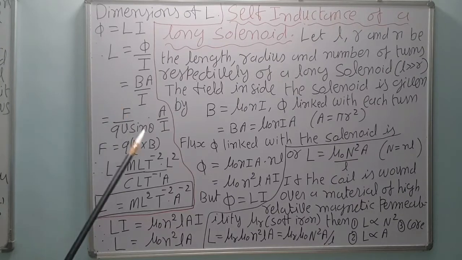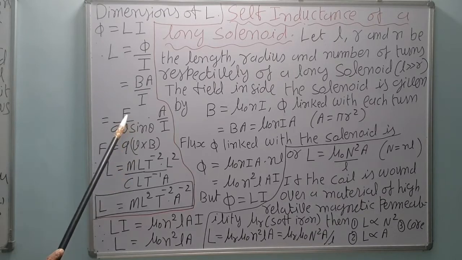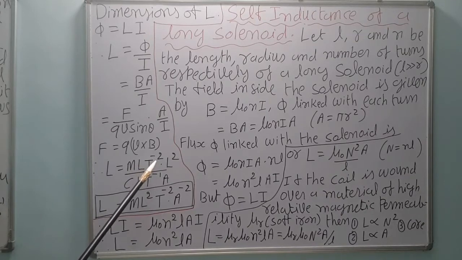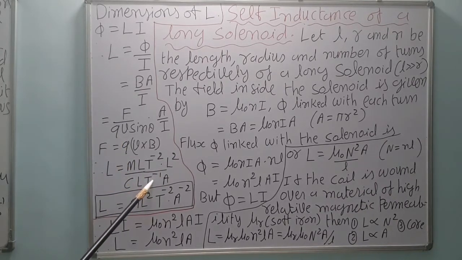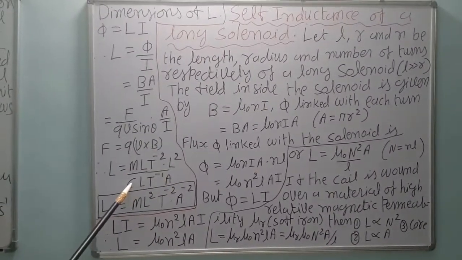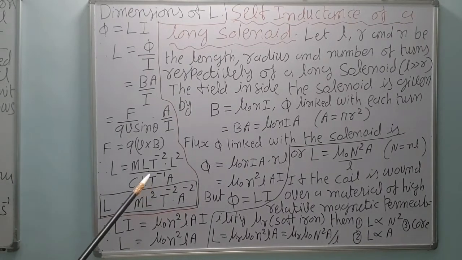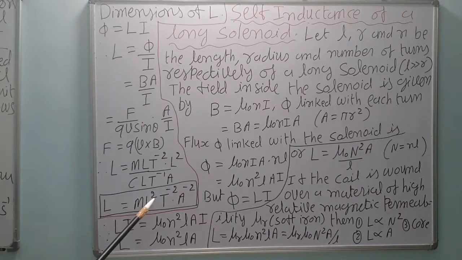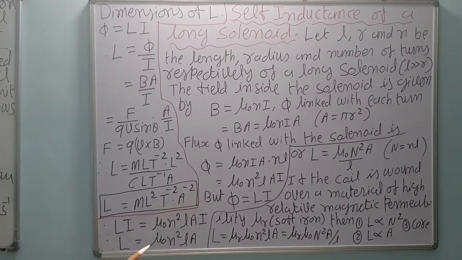So L is equal to, put the value of this, B. What is the dimension of B? F is force, kg meter per second square, that is M L T minus 2, the dimensions of force. The dimension of area is L square. Charge is coulomb, velocity is meter per second, L T minus 1, and I is current in ampere. So coulomb per second is ampere, so ampere into ampere, ampere square. So the dimension is M L square T minus 2 A minus 2.